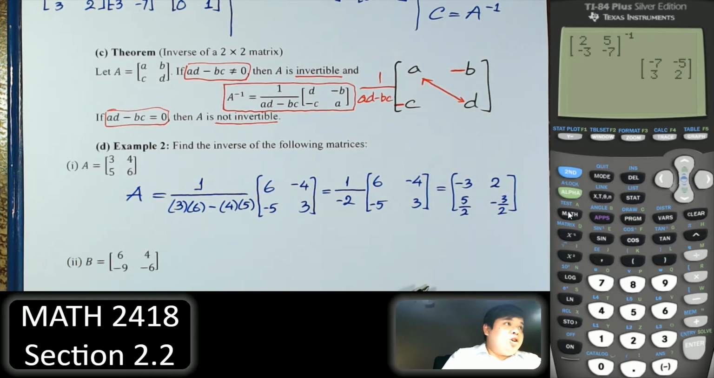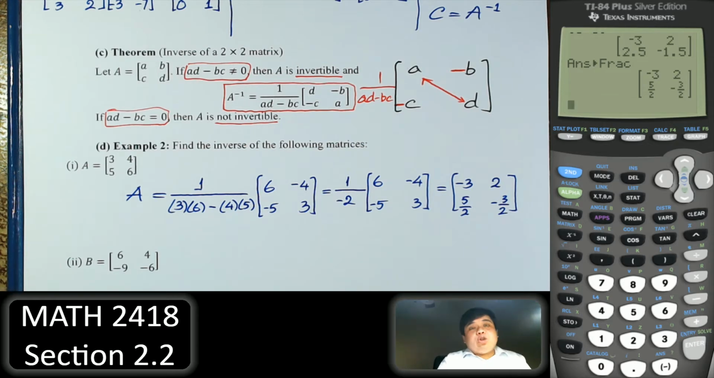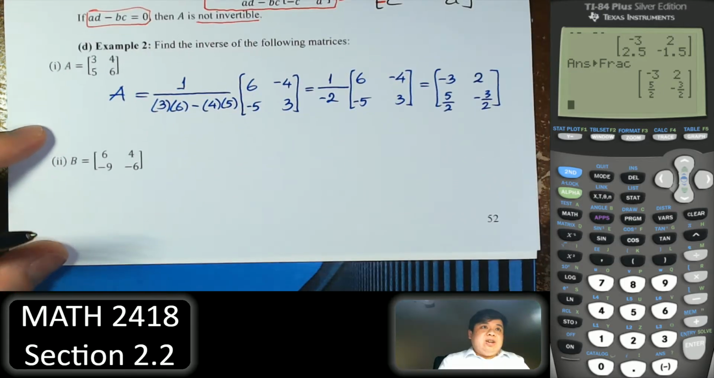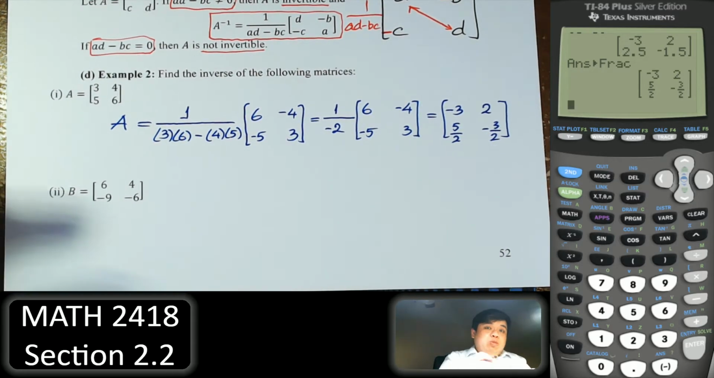Right, just check. Of course, we can write it as fractions: negative 3, 2, 5 half, and negative 3 half. The inverse should be written in fractions, except in some conditions where we divide by too big a number, which would be a problem.